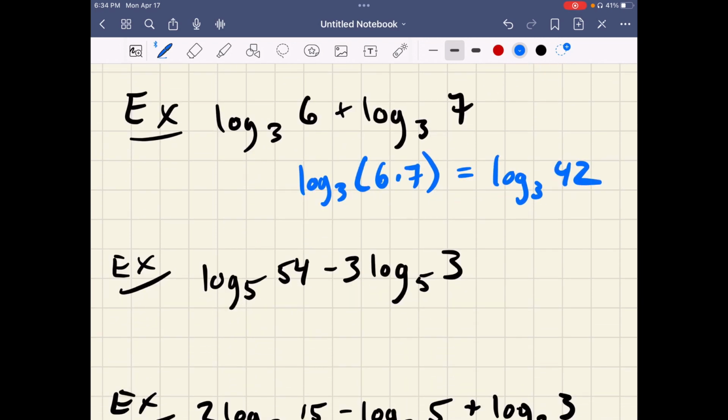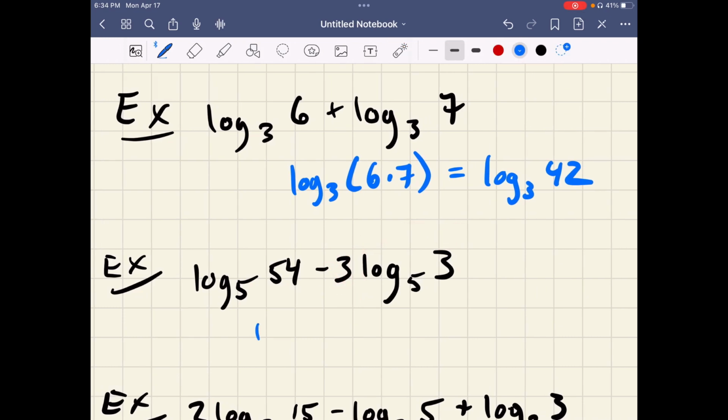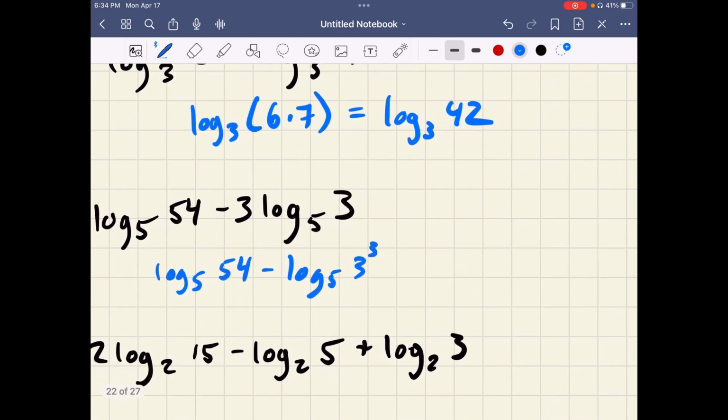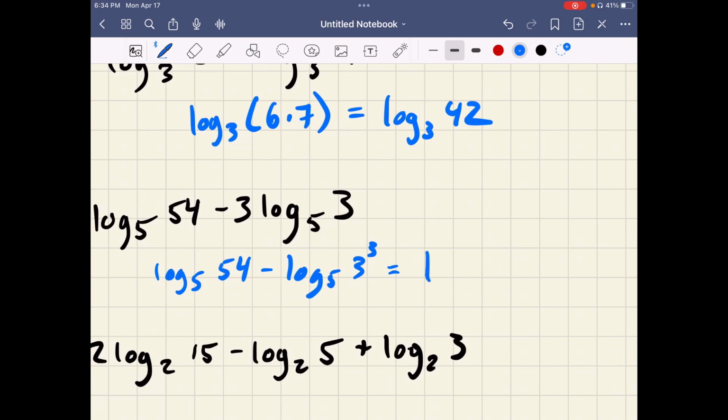Before we do this, I want you to notice that I have something in that second term that looks a lot like what we did in the first one, so I'm going to use that same rule. I'm going to take that 3 and move it to be my exponent here, and keep the front the same. So I have log base 5 of 54 minus log base 5 of 3 to the 3rd power. And I know 3 to the 3rd power is 27. So I have log base 5 of 54 minus log base 5 of 27.